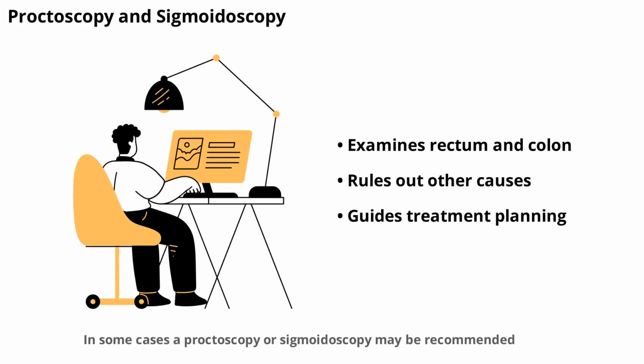In some cases, a proctoscopy or sigmoidoscopy may be recommended. These procedures use specialized scopes to examine the rectum and lower part of the colon. They help rule out other causes of rectal bleeding, such as polyps or tumors. While more involved than anoscopy, these tests provide valuable information for accurate diagnosis and treatment planning.